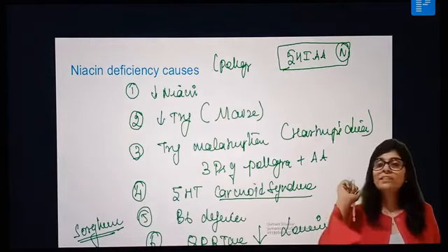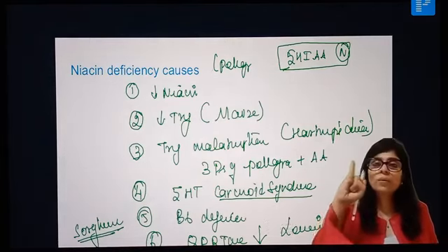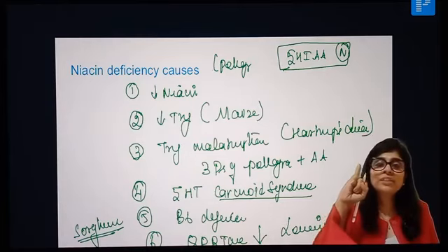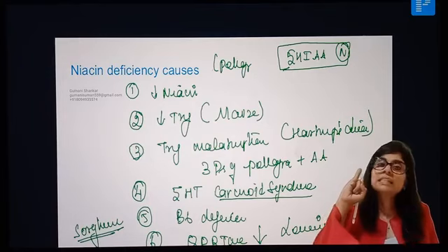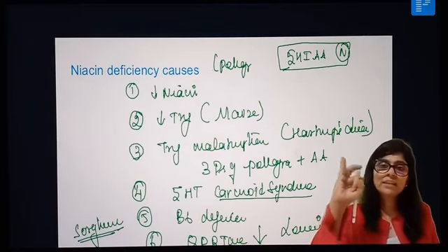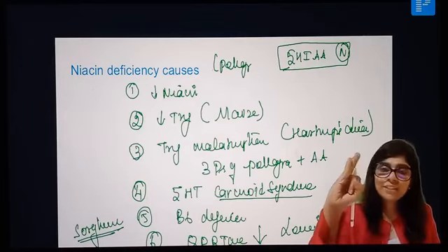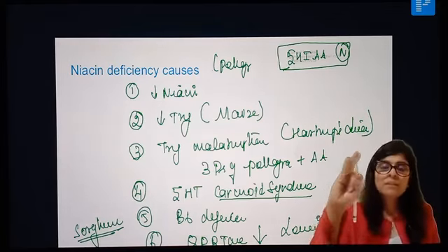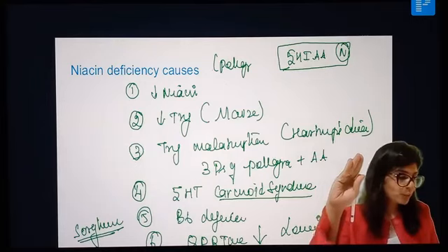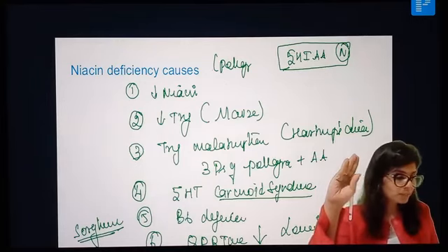Okay, so can you all tell me what are the causes of pellagra? Number one cause of pellagra will be dietary deficiency. Can you all type that in the chat box, please? One is niacin deficiency in the diet. Number two, tryptophan deficiency in the diet, which is maize-based diet. Tryptophan malabsorption, which is Hartnupp's disease.